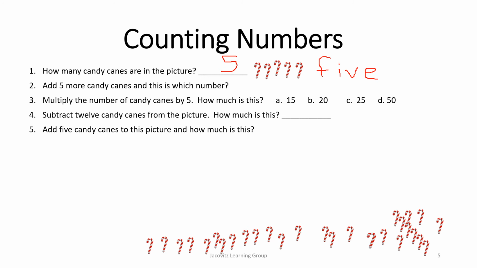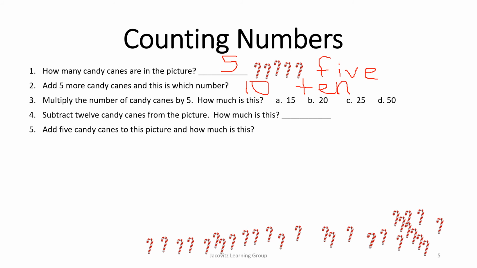Okay, add 5 more candy canes, and this is which number? So 5, 1, 2, 3, 4, 5 would be 10. And if you guessed correctly, you were right. 10. And let's make our N a little bit better. But you know, T-E-N, 10. The only other ten is a tin can, and that's a different spelling.